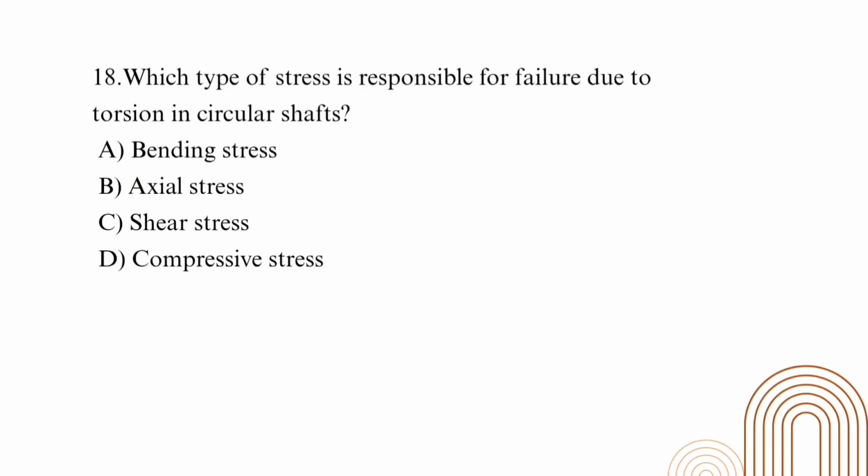Now the next question, number 18. Which type of stress is responsible for failure due to torsion in a circular shaft? And options are: option A, bending stress; option B, axial stress; option C, shear stress; and option D, compressive stress. And the correct answer is shear stress. The type of stress responsible for failure due to torsion in a circular shaft is nothing but the shear stress.